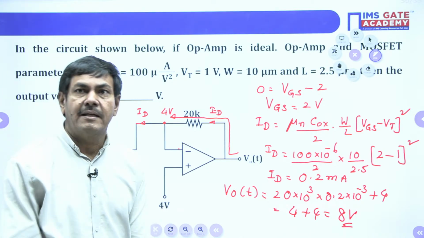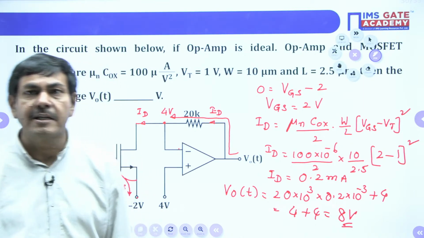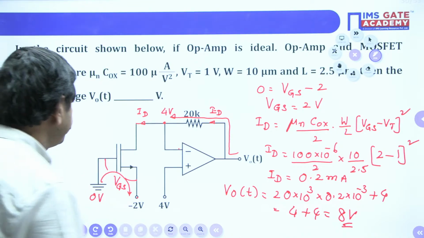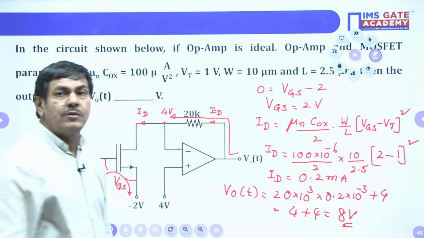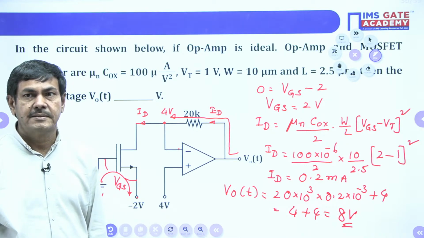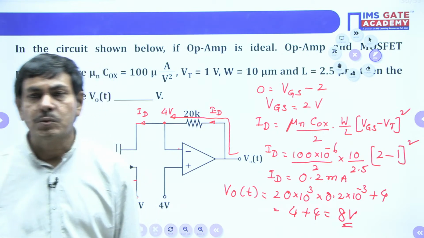Did you understand or not? Does anybody have any doubt regarding this problem? If there is any doubt, immediately raise your doubt. Just by applying the KVL, we are getting the V0 of t. That is the solution of this problem. Understood this? And we can go to the next question.